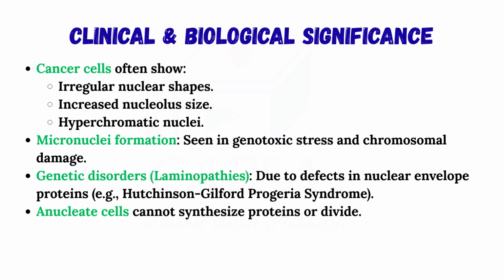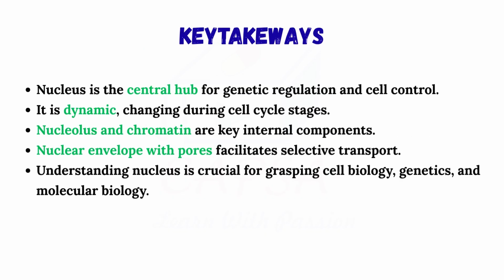In diseases like cancer, nuclei may appear enlarged, irregular, or hyperchromatic, which means overly stained due to excessive DNA content. Micronuclei, which are small extranuclear bodies, often indicate genetic damage. Laminopathies such as Hutchinson-Gilford progeria syndrome are caused by defects in the nuclear envelope proteins, and anucleated cells like red blood cells cannot repair themselves or divide. So, understanding the nucleus is essential not just in biology but also in medicine and genetic diagnosis.